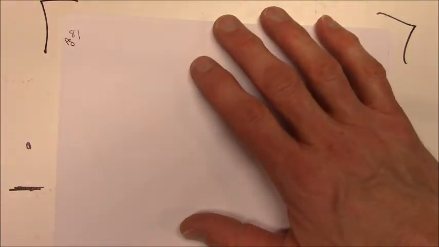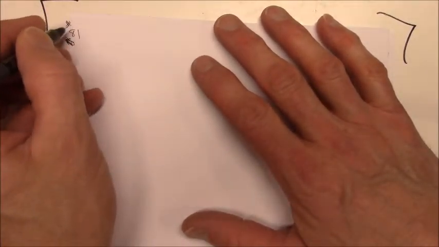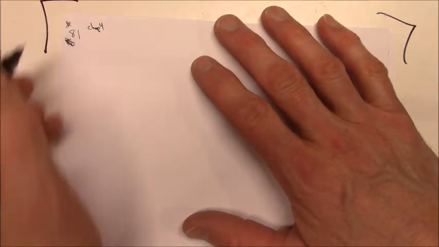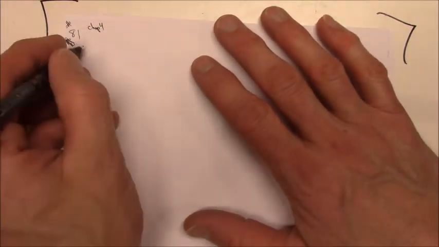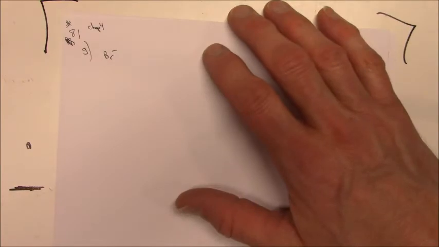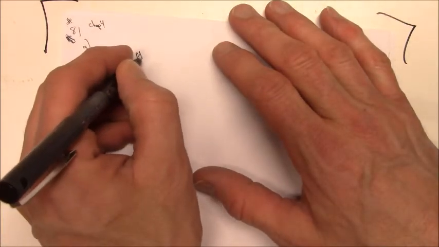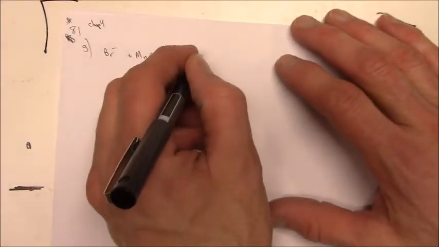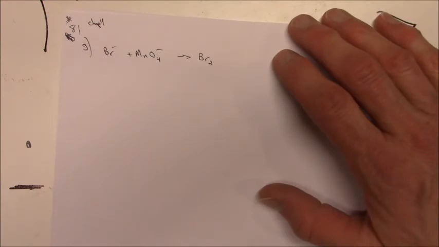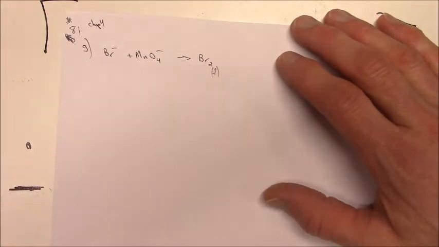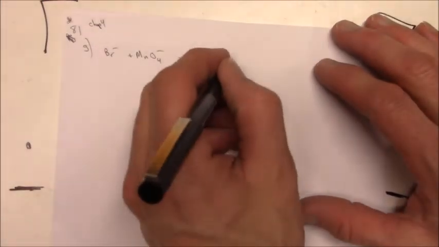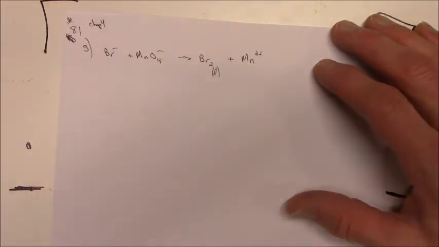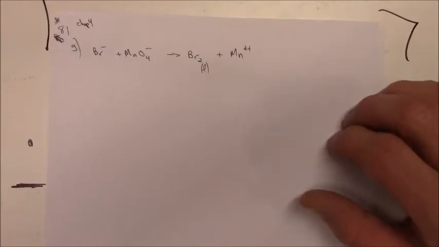Where are we at? Page 81. No. Number 81. This is chapter 4. 81. I'm looking at G. I'm just trying to flatten these out. So you've got bromine plus manganate, and that makes bromine gas, or sorry, liquid, plus manganese 2 plus ion. So, okay.